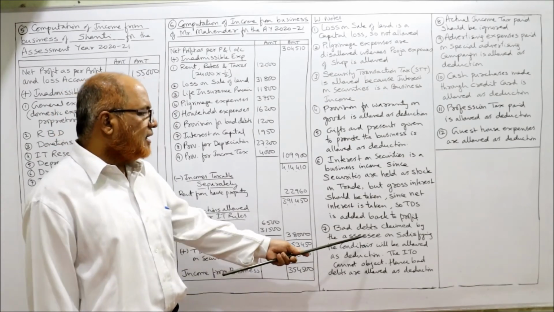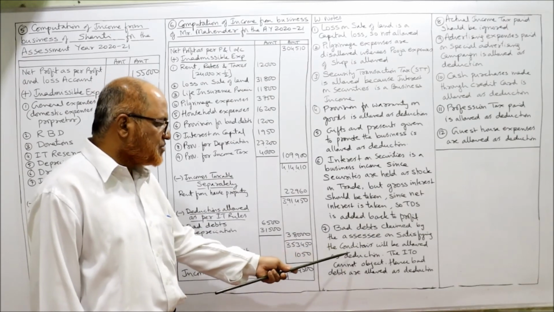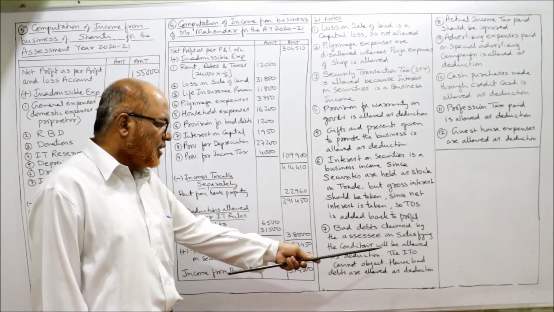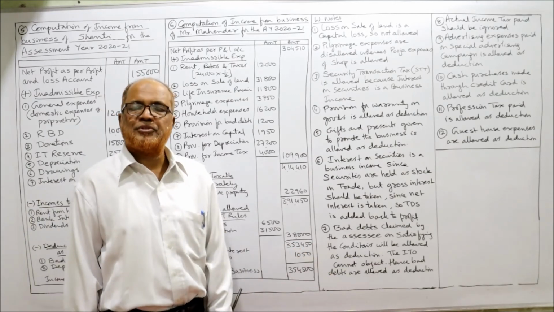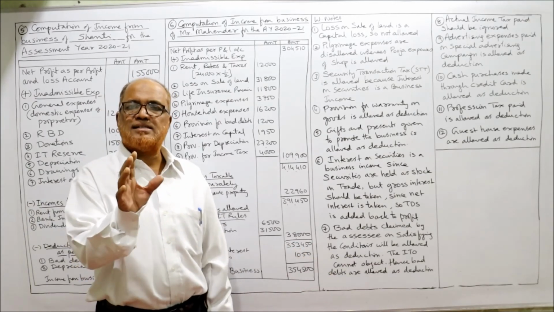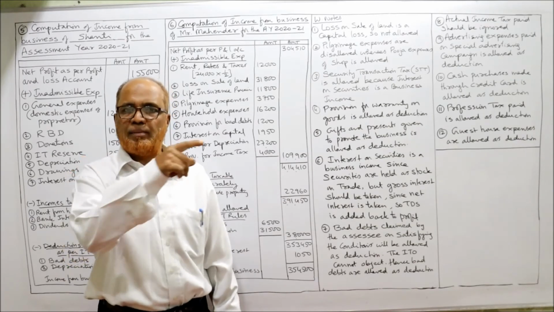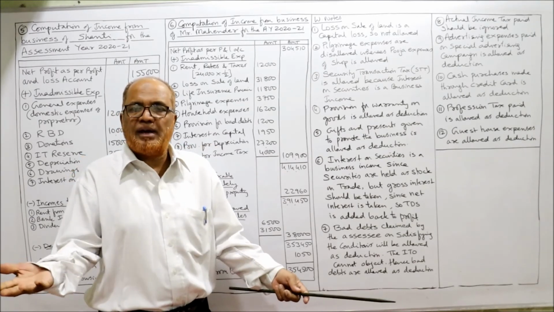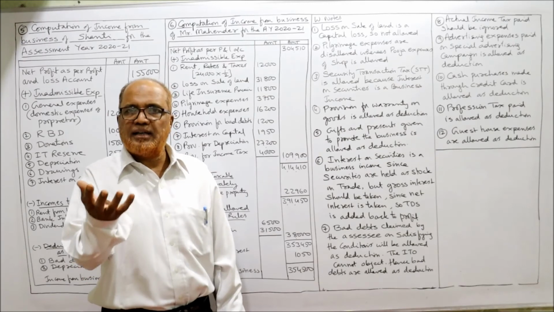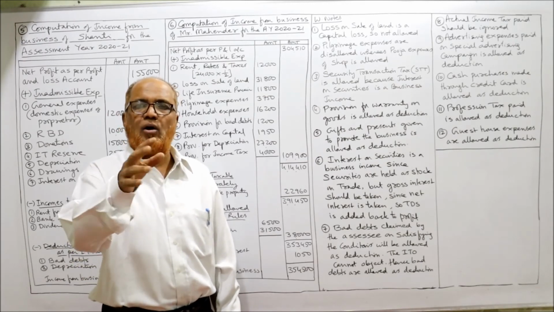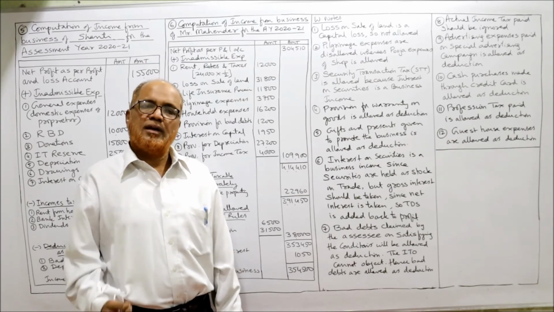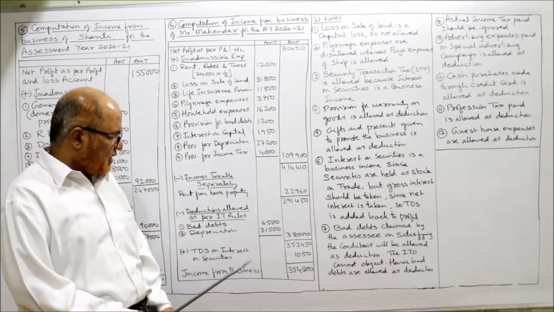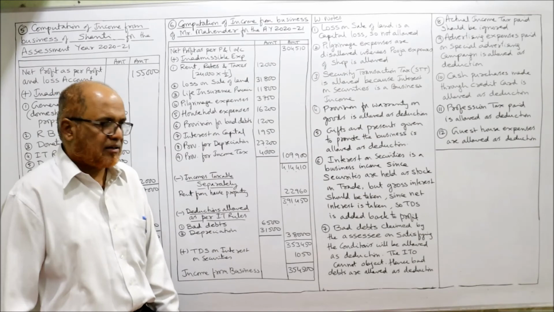Next one is bad debts claimed by the SSC on satisfying the conditions will be allowed as deduction. The ITO cannot object to it. Hence, bad debts are allowed as deduction. I told you, if the SSC satisfies all the conditions given by the Income Tax Act, then bad debts will be allowed. It is not at the discretion of the ITO whether he may allow or not. Conditions are there. So bad debts are allowed as deduction. That's why here I have taken bad debt 6,500.